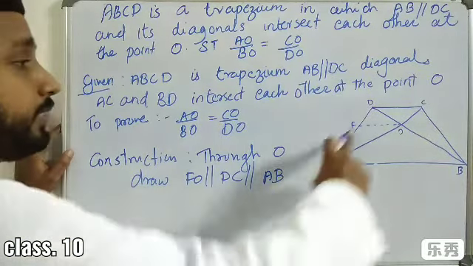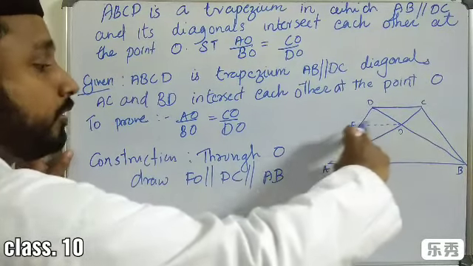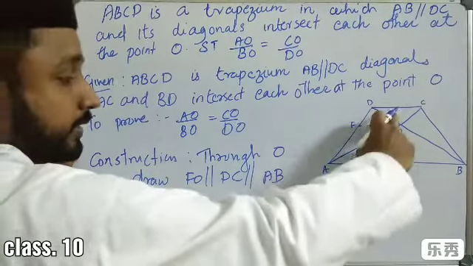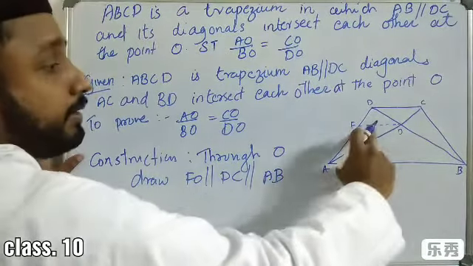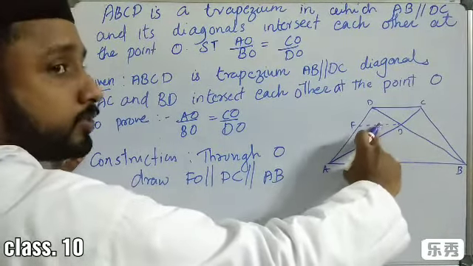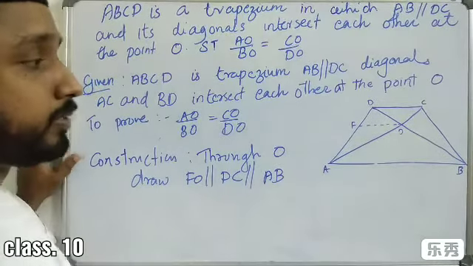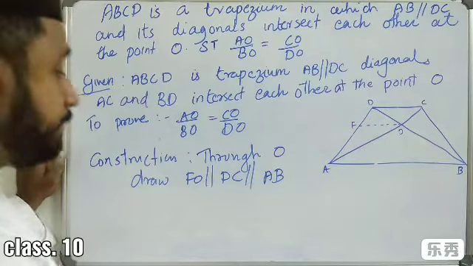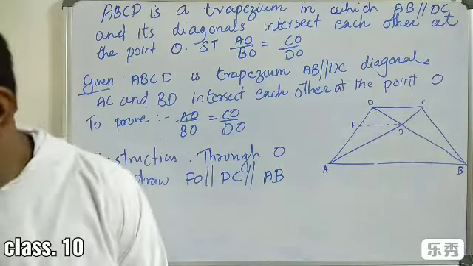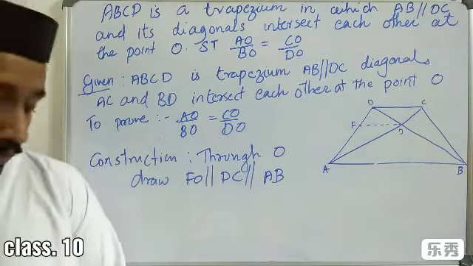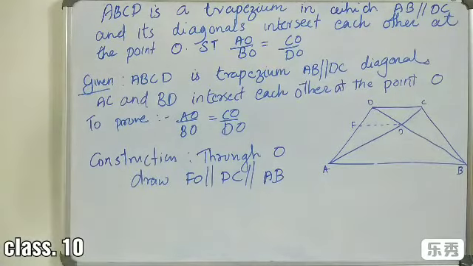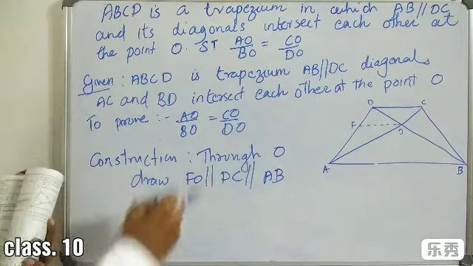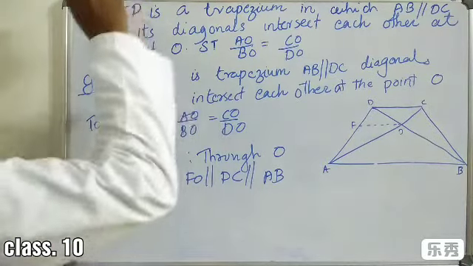Through the point O, we draw FO parallel to DC, and also FO parallel to AB. So FO is parallel to both DC and AB. Now we are moving to the proof of that theorem. We have to prove AO by BO is equal to CO by DO.